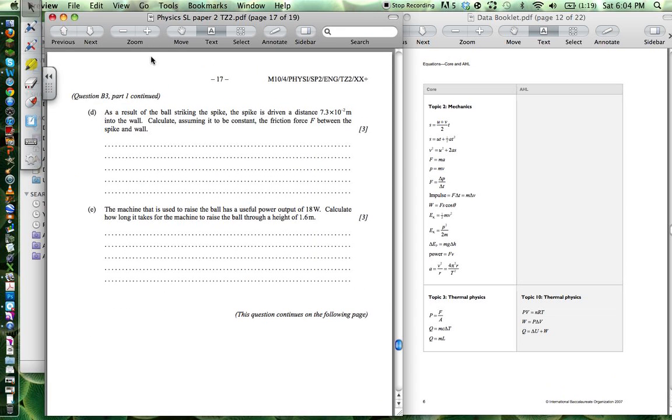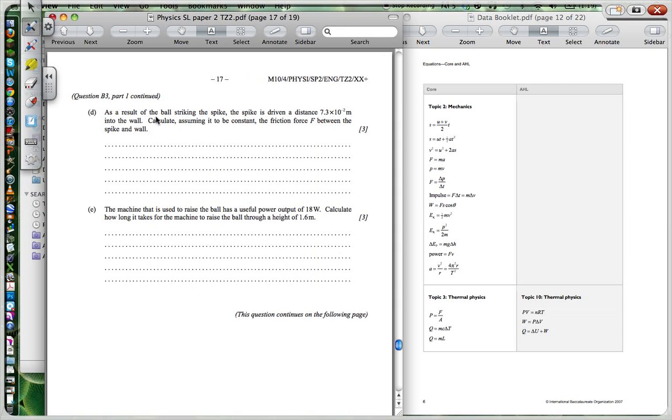It says, as a result of the ball striking, the spike is driven in 7.3 times 10 to the negative 2 meters into the wall. Calculate, assuming it to be constant, the frictional force F between the spike and the wall. So the wall has to do a certain amount of work on the spike and ball combination to cause it to slow down. So we have work is equal to force times distance.